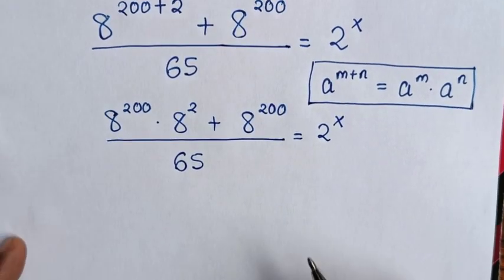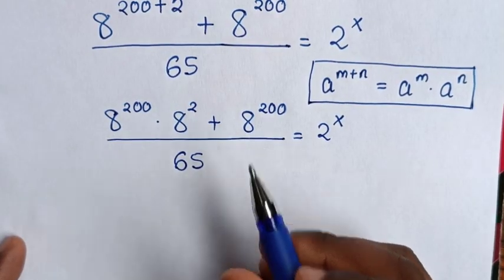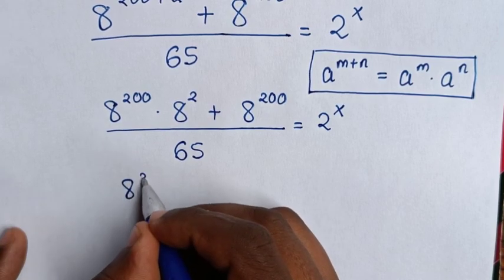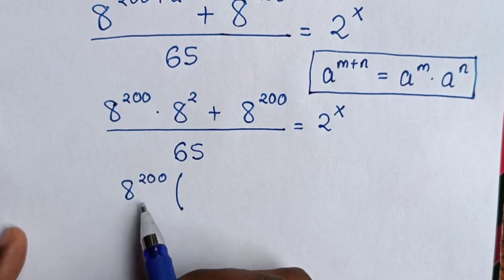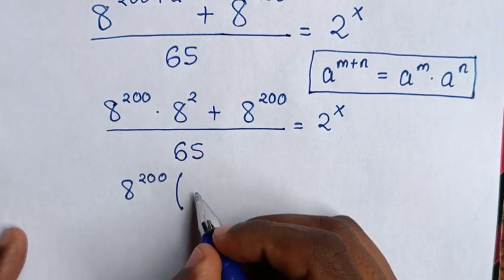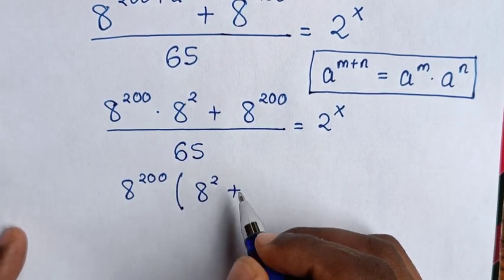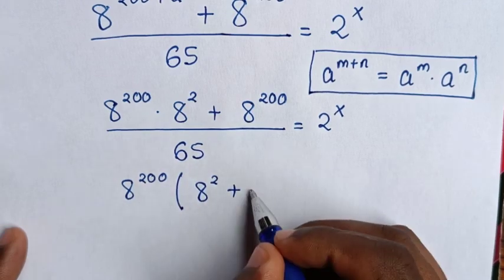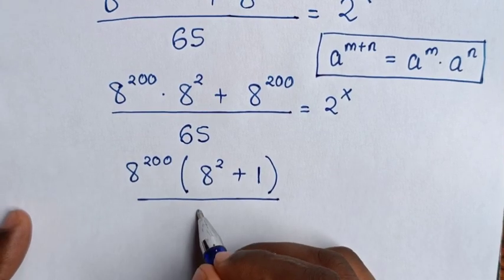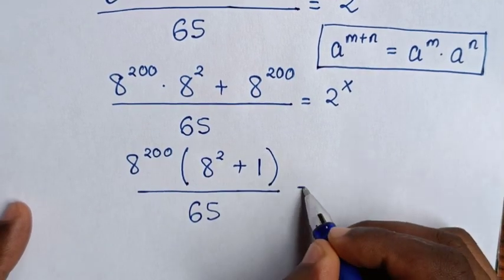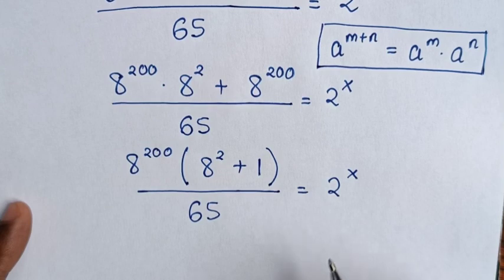Then in next step, in here 8 power of 200 is common. So take 8 power of 200 out of bracket, then this divided by this is 8 power of 2. Then plus this divided by this is 1, bracket over 65. It will be equal to 2 power of x.